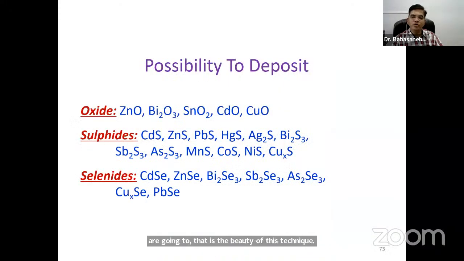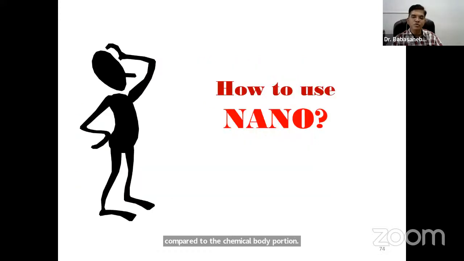So it is possible to deposit different oxides, different sulfides, different selenides, and different tellurides by using this technique. An added advantage is that wastage is very less as compared to chemical bath deposition. So you can reuse the solution many times. That is the beauty of this one.